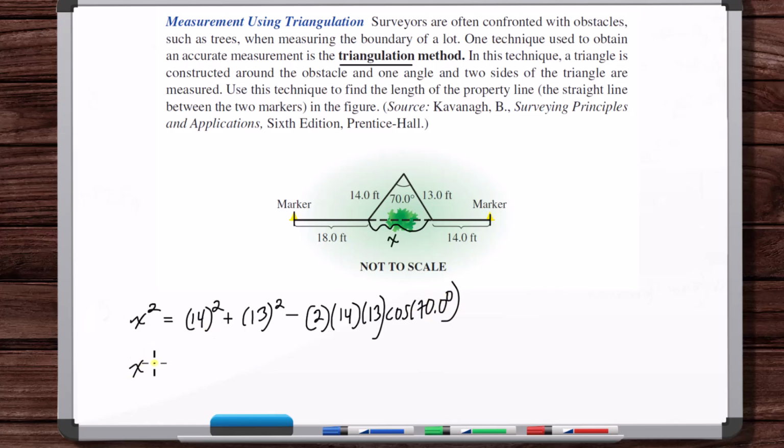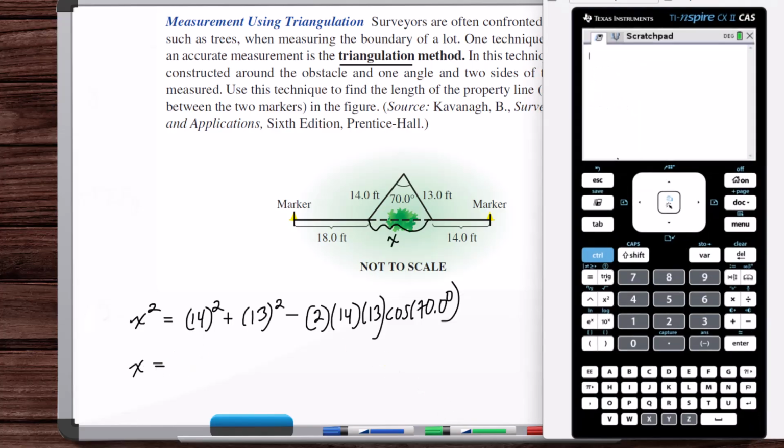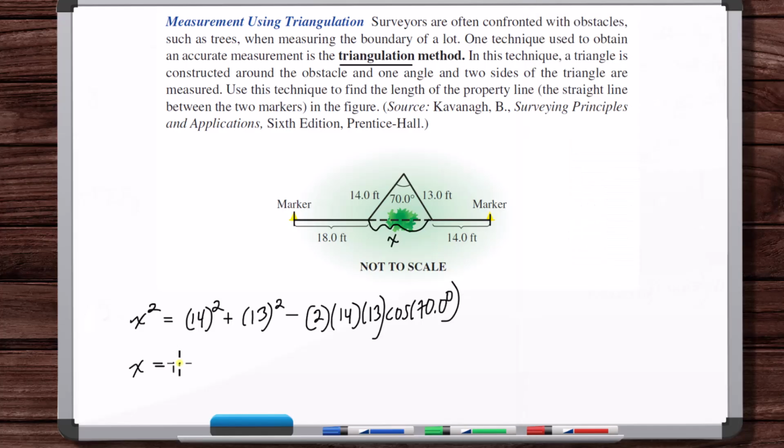Okay. So x is going to be, we've got, let's see, cosine of 70 times 13 times 14 times 2. Okay, then we've got 14 squared plus 13 squared, and then we're going to be subtracting this from that. Okay, now take the square root of that, and there we go. So 15.5 feet.